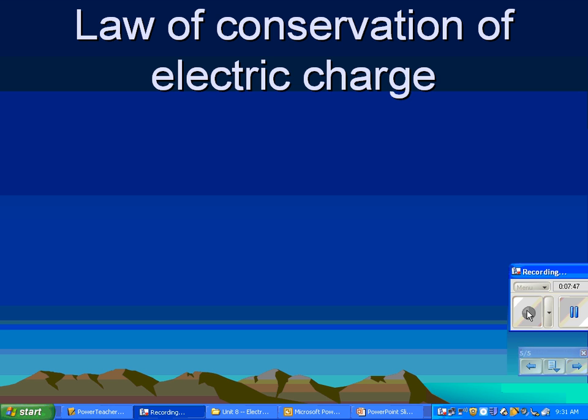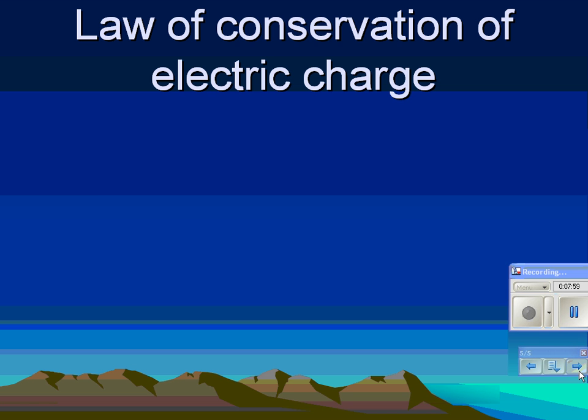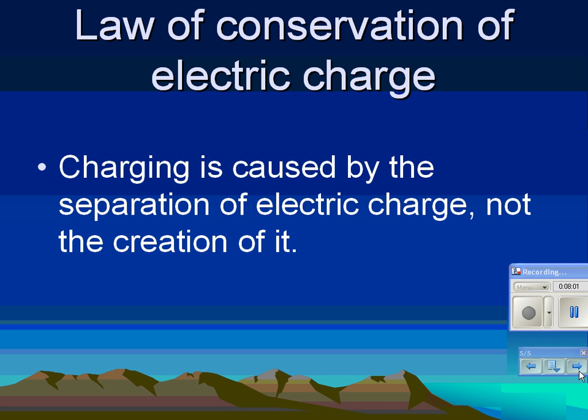Now, we've talked about the law of conservation of momentum. We've talked about the law of conservation of energy. It turns out that there is a law of conservation of electric charge as well. And basically, it's the same thing, that charge is caused by separation of electric charge, not by creation of it. So when I rubbed the magic wand and it became electrically charged, it was because it gained electrons. But I didn't just make those electrons appear from nowhere. Where'd they come from? Separated.